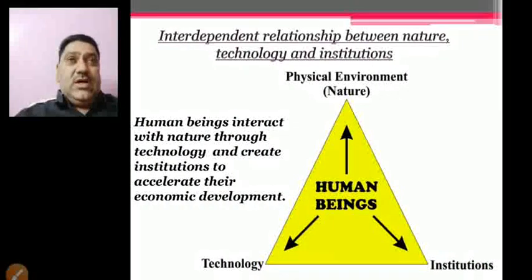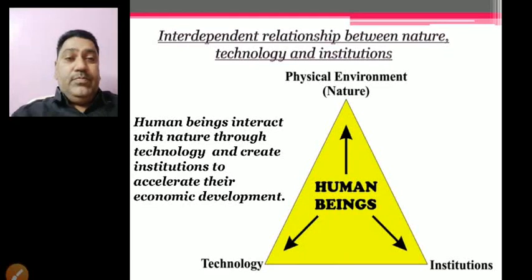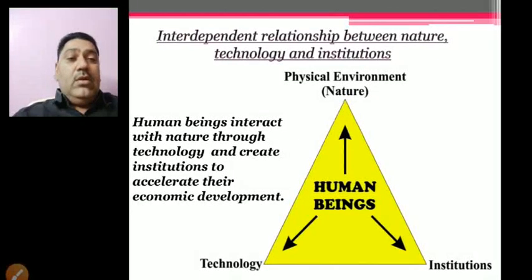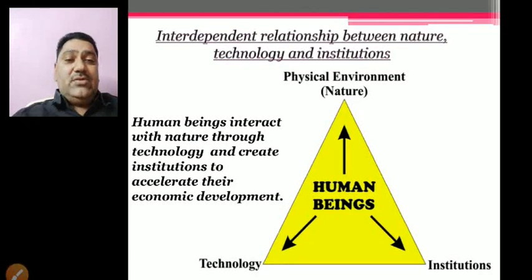Now, resources are not free gifts of nature. Human beings need to perform some activity to get the resource. To get the resource, there is an interdependent relationship between nature, technology, and institutions. These three cannot interact on their own. Therefore, it is human beings who interact with nature with the help of technology and create institutions. And all this is done to accelerate their economic development.